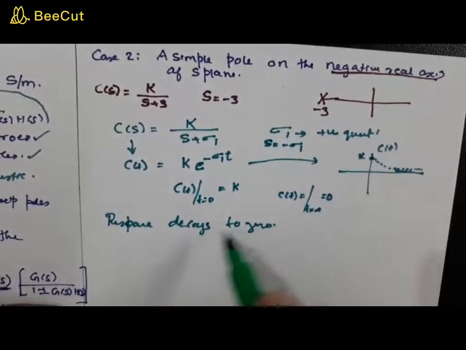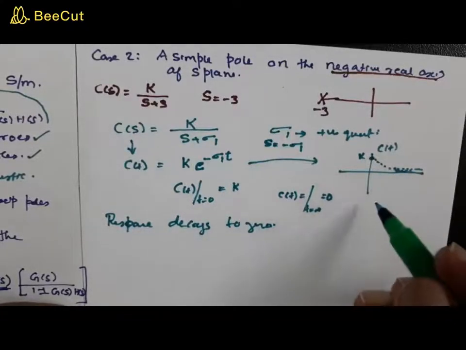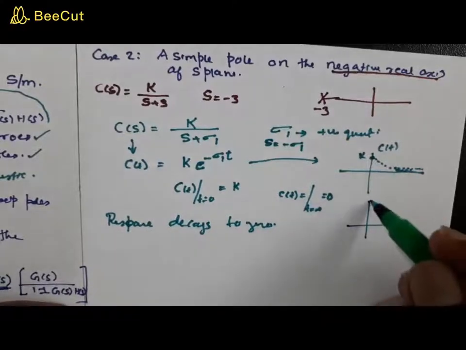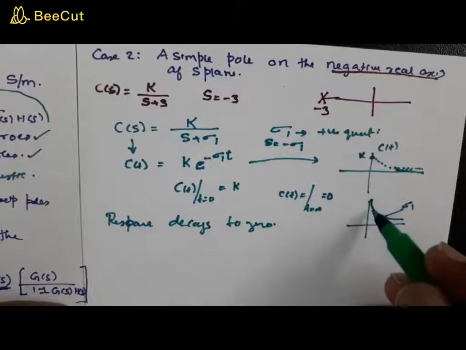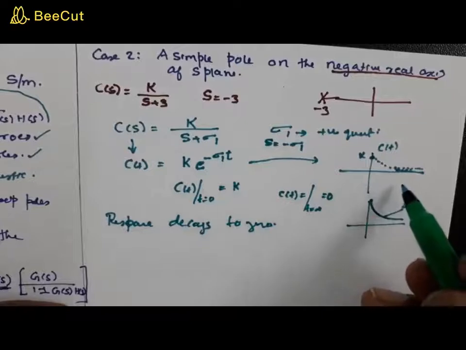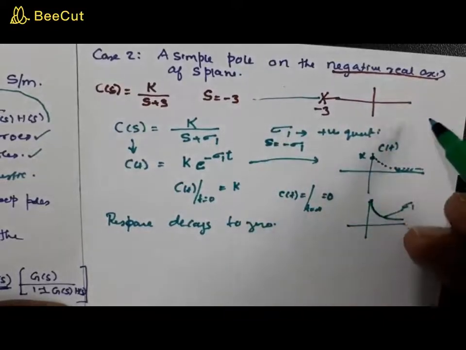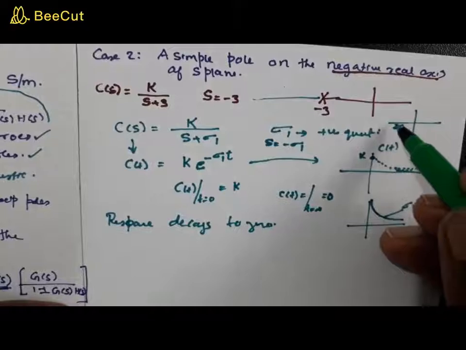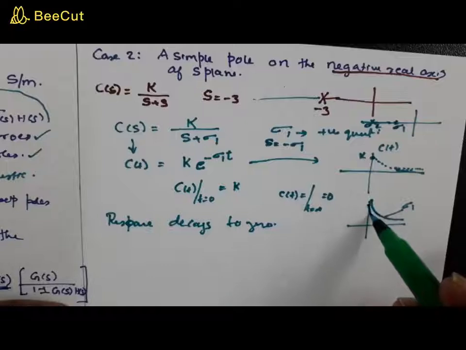what happens is the decaying response is going to be faster. For example, when you draw the c of t for a particular sigma 1, it will be like this. Now consider sigma 2, where sigma 2 is much less than sigma 1, that means in the negative half it is going farther away. So this is sigma 1, and sigma 2 is somewhere over here. You can see that the response is going to be like this. That means this is a faster response than this.